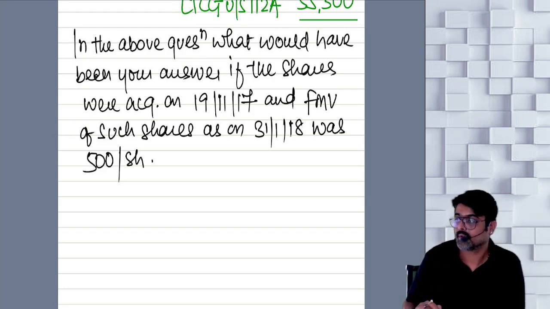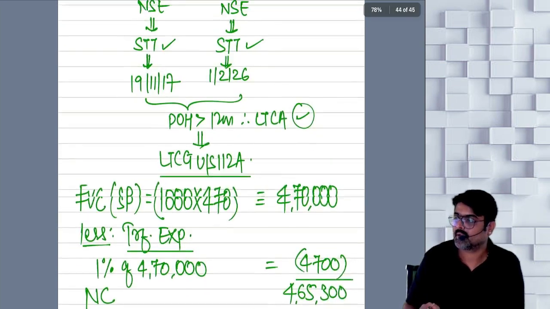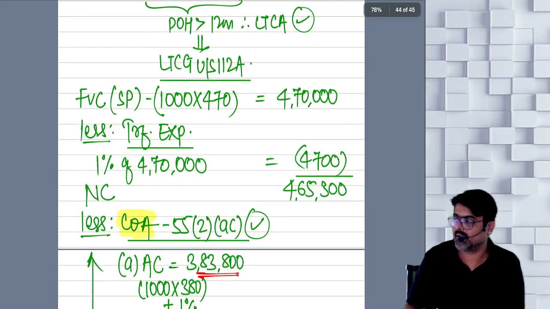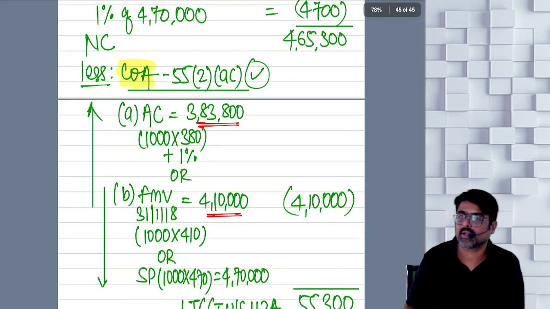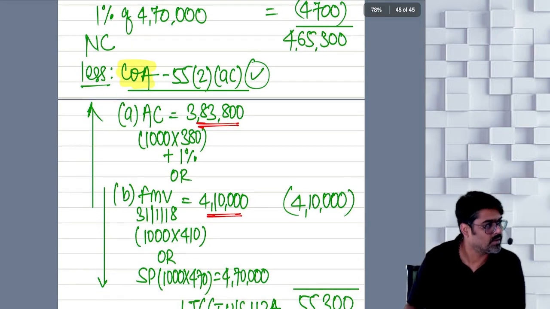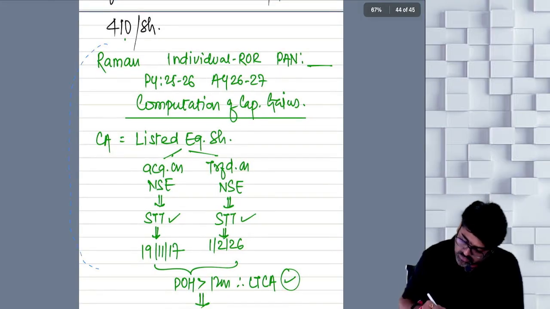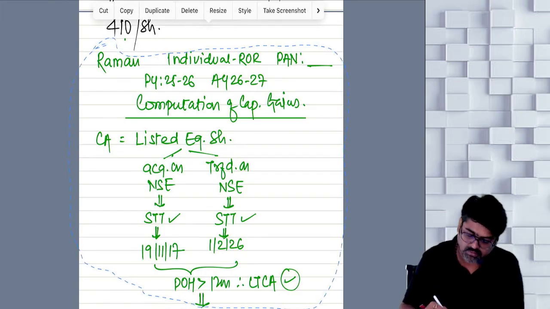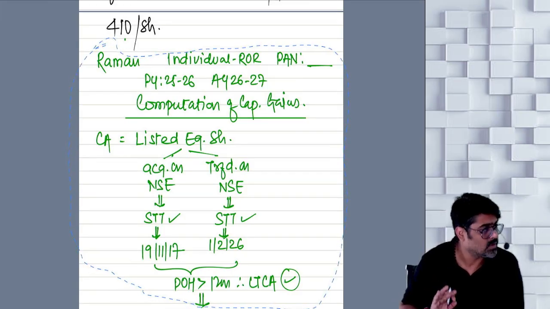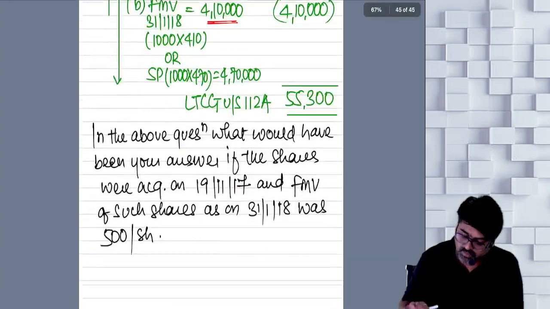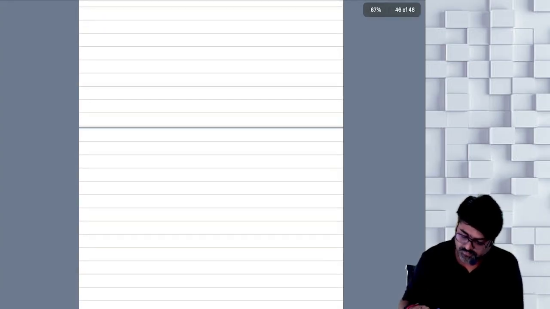How will the solution be? It will be the same. Everything will be the same. Only the cost of acquisition calculation will change. Right now just focus on the calculation. I'm going to tell you the logic of this one. Why we are doing this, and the reason for doing this, everything I'll tell you. Don't worry.